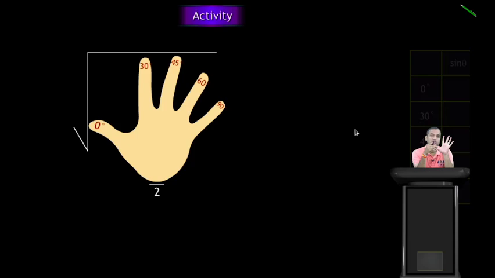So each of your fingers denotes a value. It is 0, it is 1, it is 2, it is 3, it is 4. Okay, so if we have to find the value of 30 degree, it is called 1. Then find the root of 1 and divide it by 2.